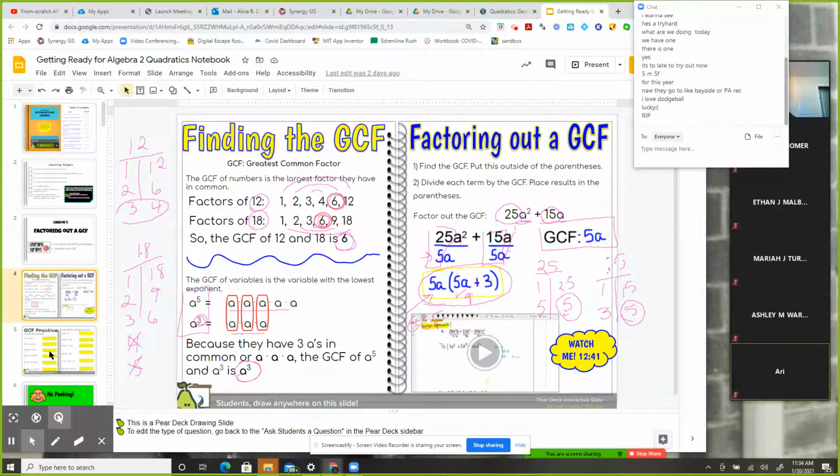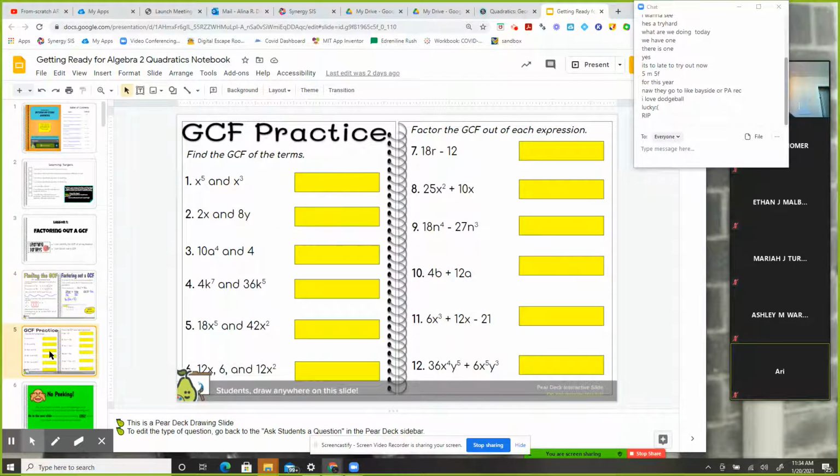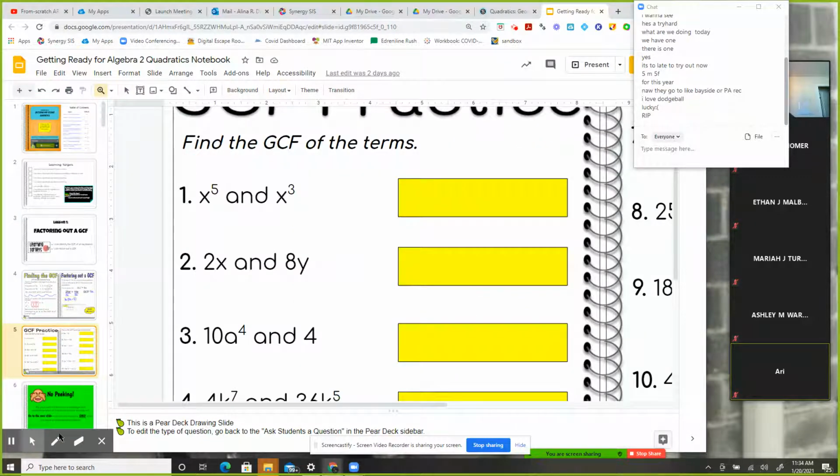All right. Go to slide 5. On the left side of the page, questions 1 through 6, all I want to know is what is in common? What is the greatest common factor? So in question number 1, and I'm just going to zoom in a little bit. Question number 1, what variable is the same? I have an x, yeah. And what is the smallest exponent? 3. So the greatest common factor is x to the 3rd power.